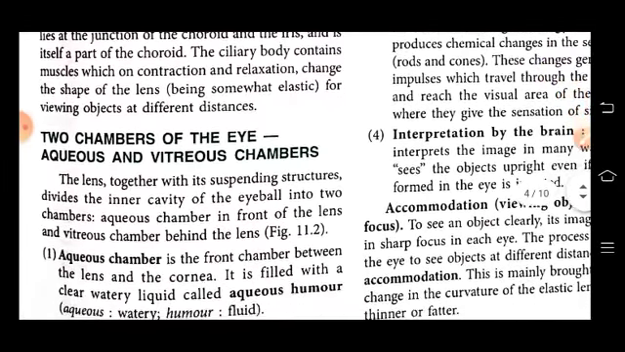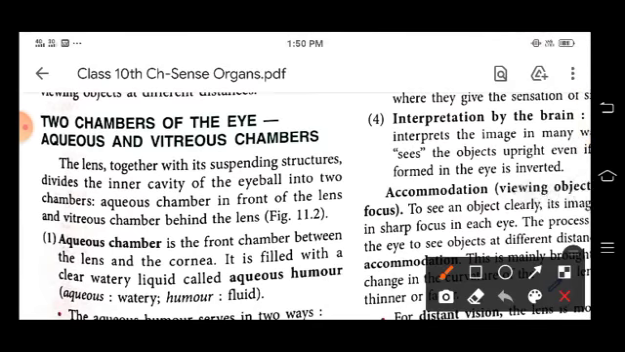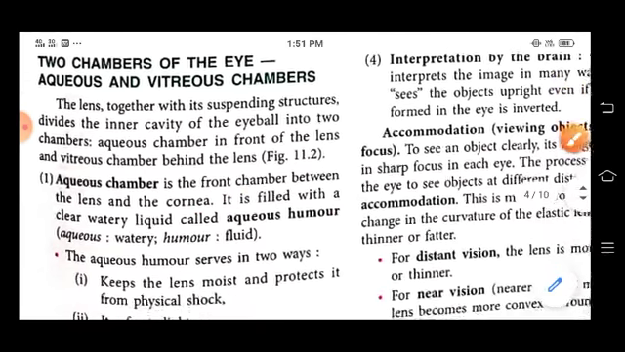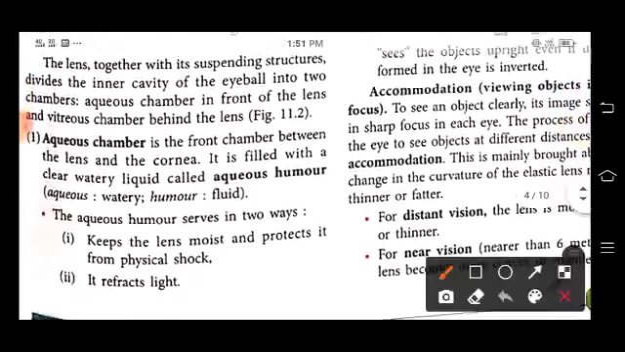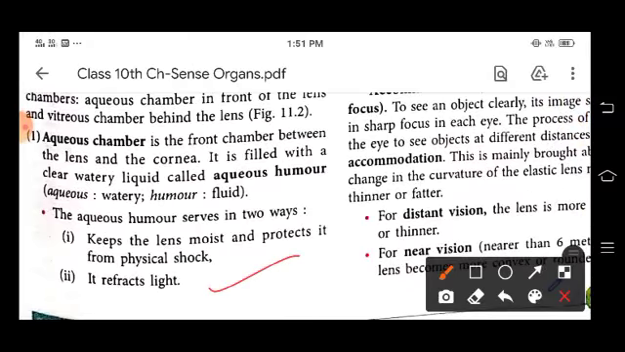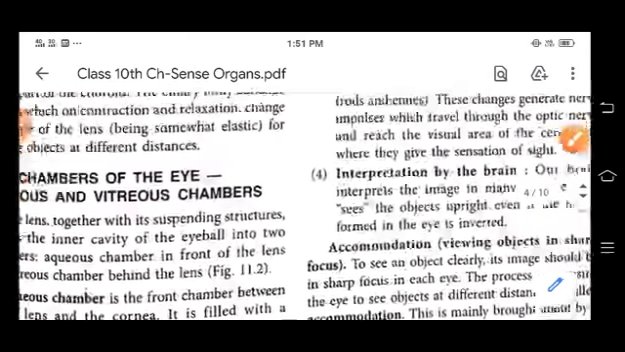I told you, children, about the two chambers of the eye, the aqueous and vitreous chambers. The aqueous chamber is the front chamber between the lens and the cornea and is filled with aqueous humor, and it keeps the lens moist and protects it from physical shock, and it also refracts the light.